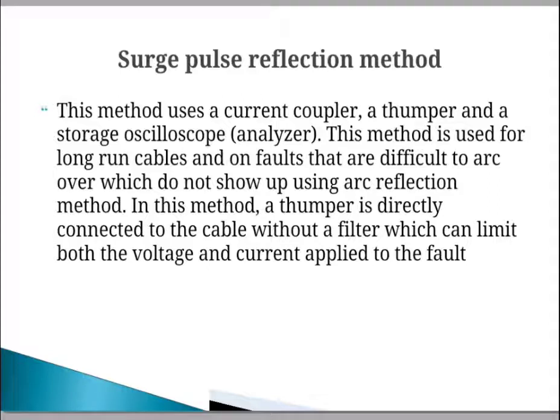The thumper injects high voltage pulses into the cable, creating an arc at the fault, which subsequently causes a reflection of energy back to the thumper. The reflection repeats back and forth between the cable and the thumper till its energy gets dissipated, and the current coupler senses the surge reflections, which are then captured and displayed by the storage oscilloscope.